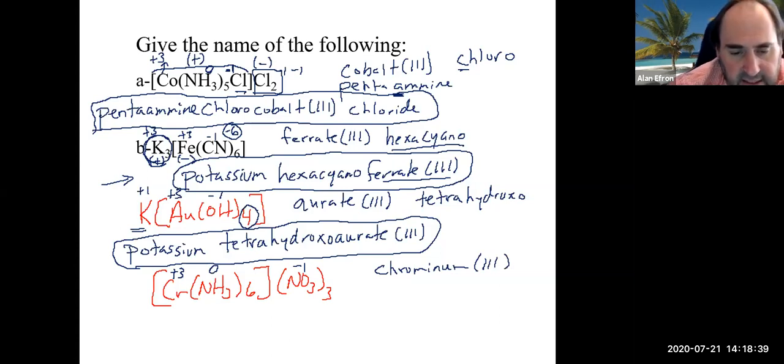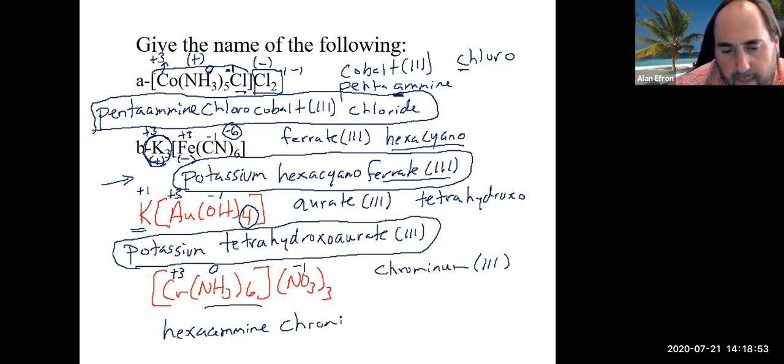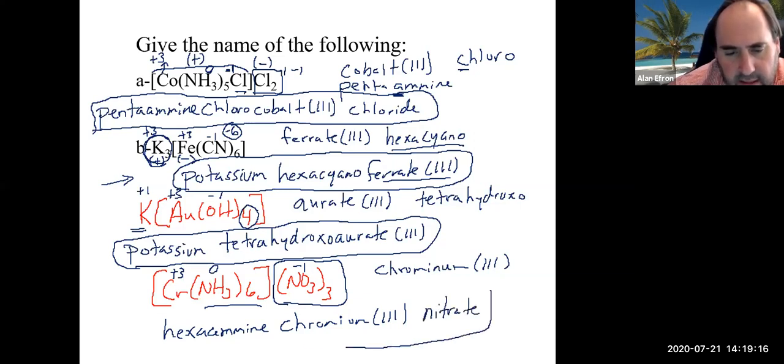And we do have 6 of the NH3s. So starting with this would be something like hexaammine for the 6 NH3s. Chromium, Roman numeral 3. And our complex ion part here, even though we do have more than one, the name of the counter ion there is nitrate, and that's what we would use here. It would be nitrate. So hexaamminechromium 3 nitrate.